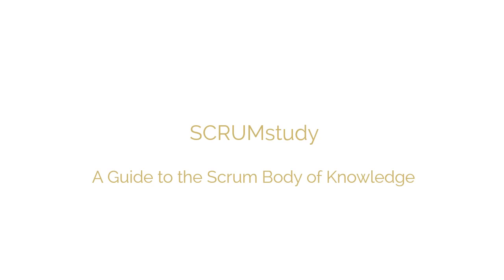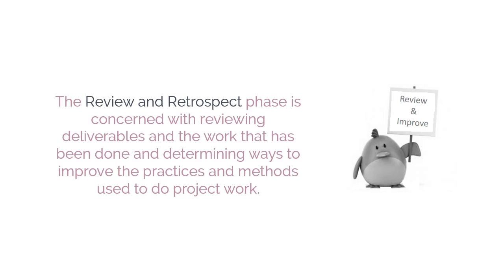In the last video, we discussed the implement phase, and today we will be taking up another phase in Scrum called the review and retrospect phase. So let's get started with it. The review and retrospect phase is concerned with reviewing the deliverables and the work that has been done, and determining ways to improve the practices and methods used to do project work.